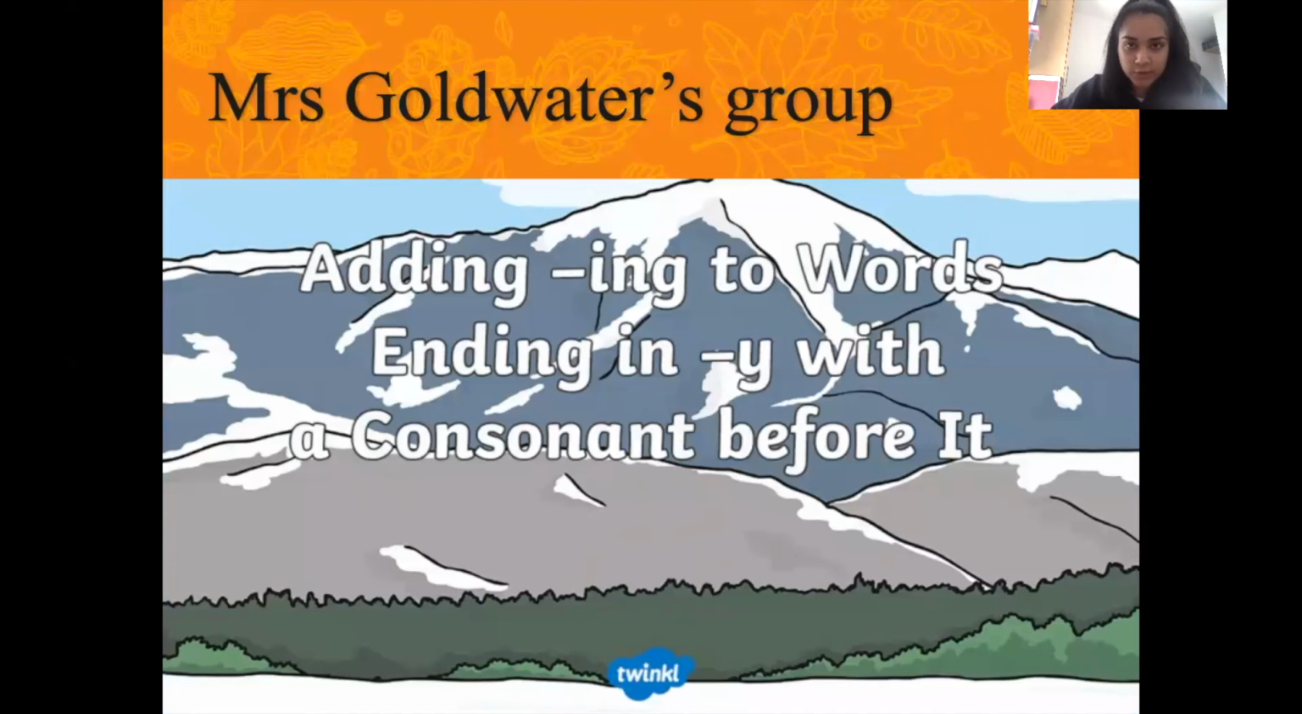So today we are adding ing to words ending in y with a consonant before it. So what is a consonant? Well done. So letters which are not vowels, for example, B, D, F. Okay, so our vowels are A, E, I, O, U. Consonants are all of the other letters. So today we're adding ing to words ending in a Y, which have a consonant before it.